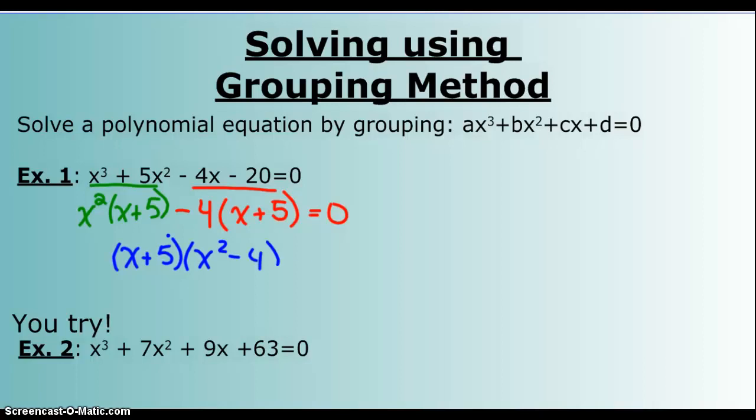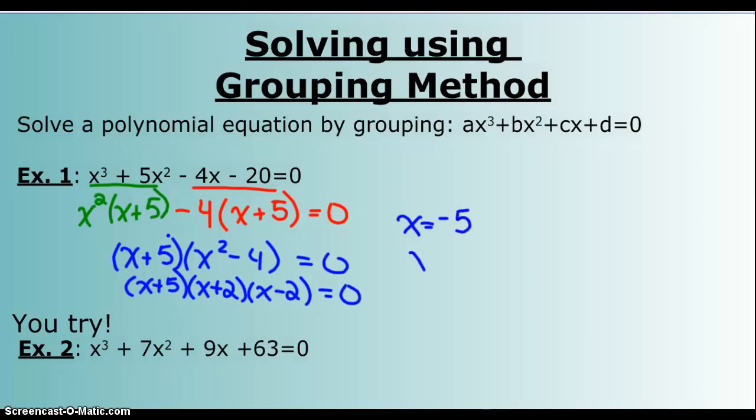Now that's pretty awesome, because now I can GCF the x plus 5 out, and I'm left with x squared minus 4. And then factor one more time: x plus 5, that'll become x plus 2, x minus 2, and my three answers will be x equals negative 5, x equals negative 2, x equals positive 2. Again, pause this awesome video so that you can try grouping on number 2.